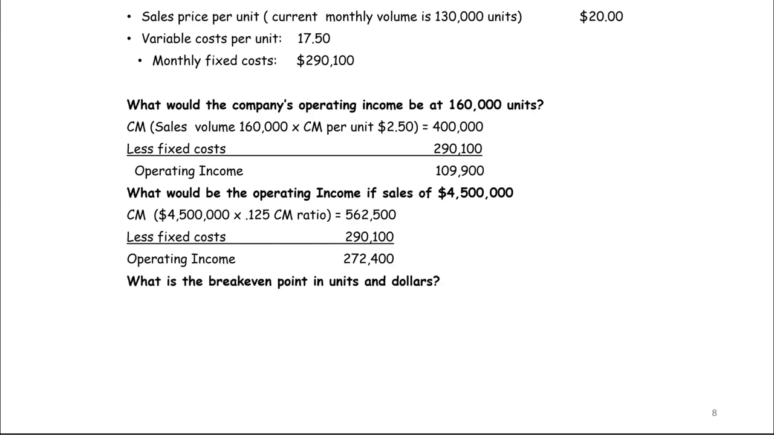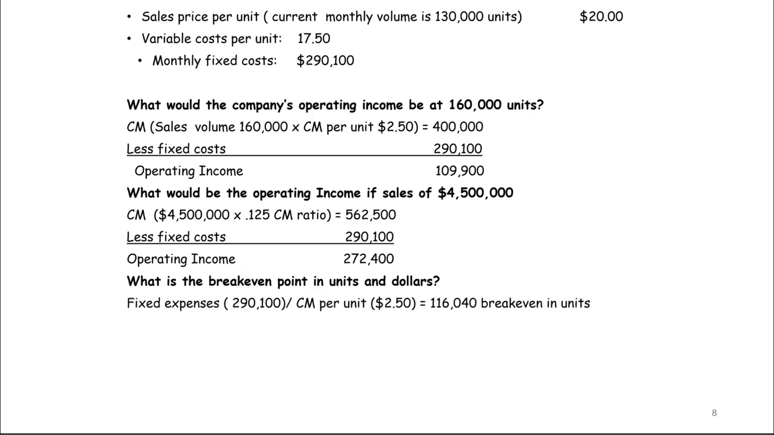Now, if you notice, when we looked at units, we took it times the contribution margin per unit, and when we looked at sales dollars, we used the contribution margin ratio. Now, what is the break-even point in units and dollars?